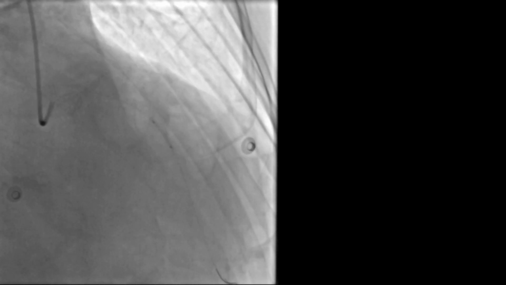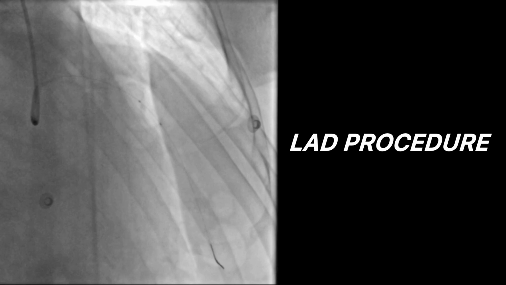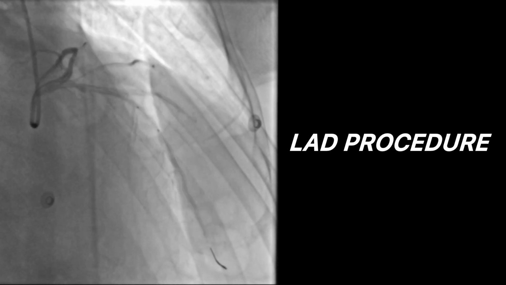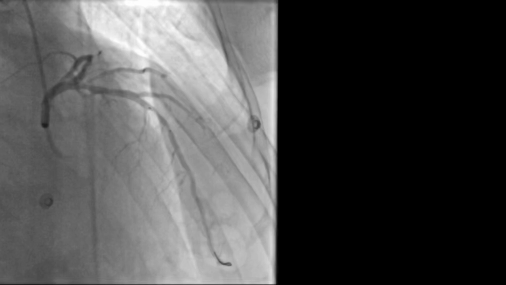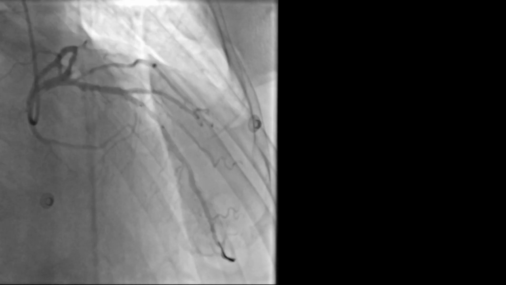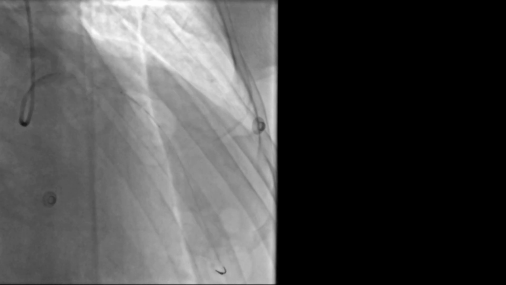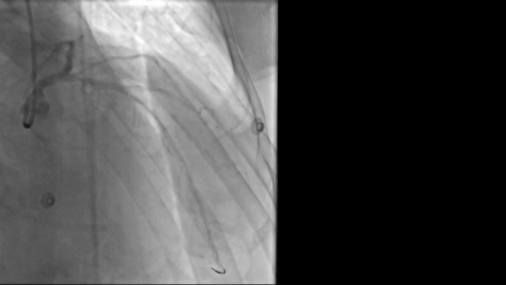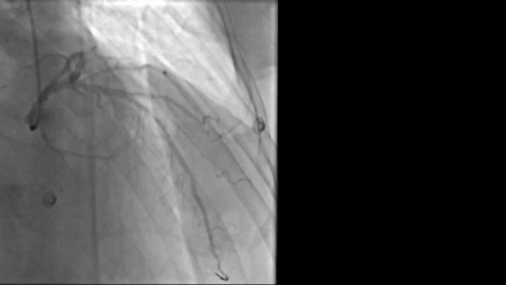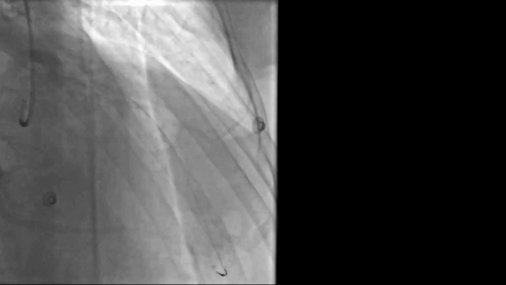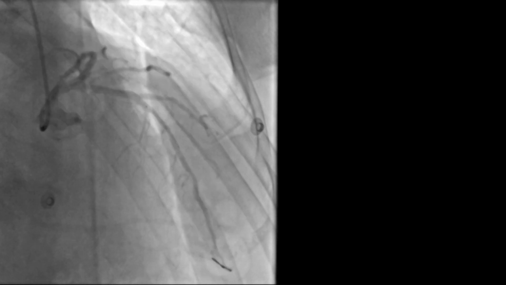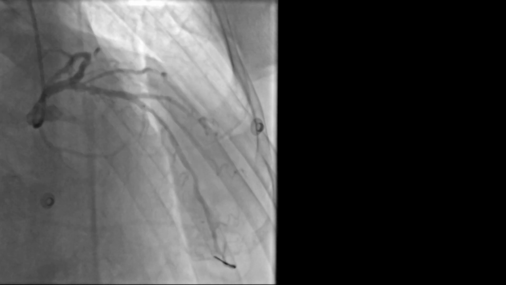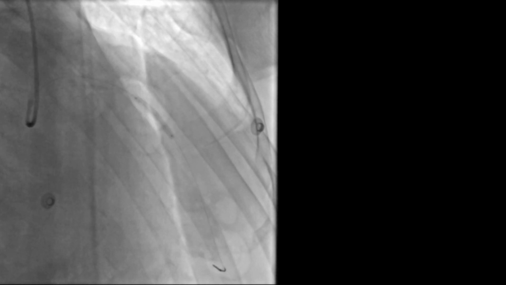Now we take the LAD. First we wire the vessel, followed by predilation with a suitable balloon across the lesion starting just after the diagonal branch. Next, we position the stent to cover the entire lesion length. After confirming the position with a few check injections, we inflate. As you can see, the LAD is now widely patent.